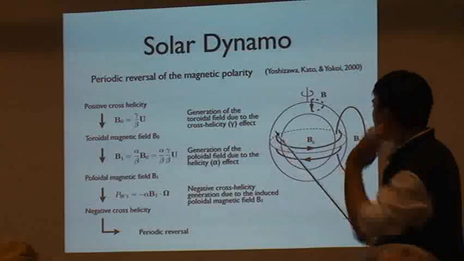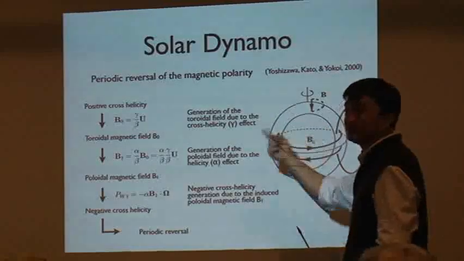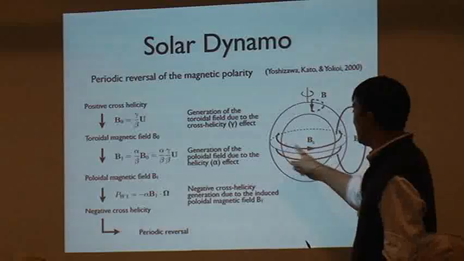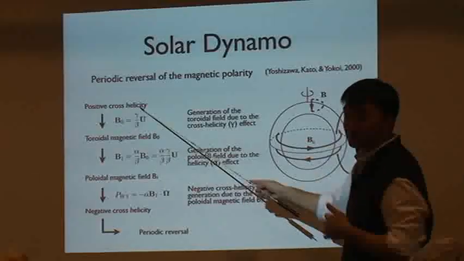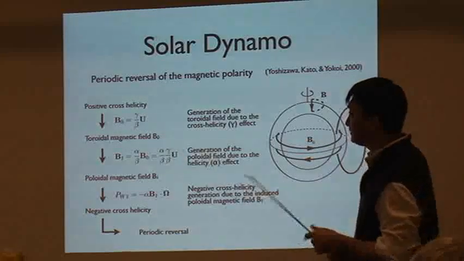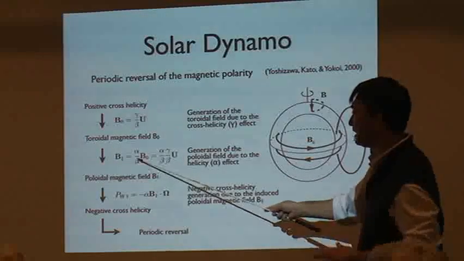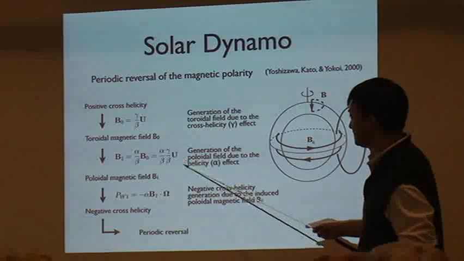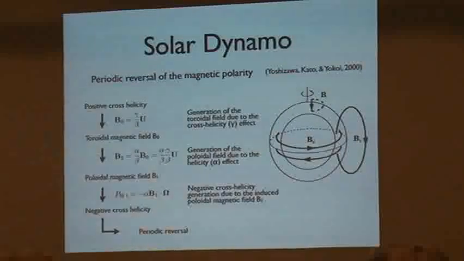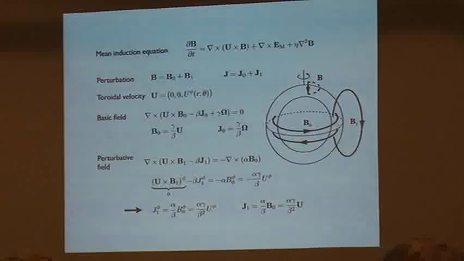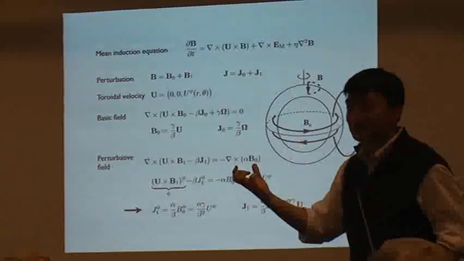And as I mentioned, if we assume some rotational motion in the toroidal direction, we have a magnetic field like this. This is the primary one. Then if we have this type of motion, in the second order we have some poloidal field due to the helicity effect. So here I consider the combination of cross-helicity and alpha effect.